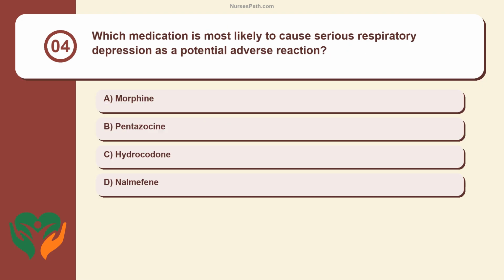Question 4. Which medication is most likely to cause serious respiratory depression as a potential adverse reaction? A. Morphine, B. Pentazocine, C. Hydrocodone, D. Nalmefene.